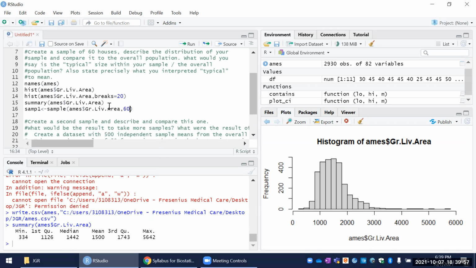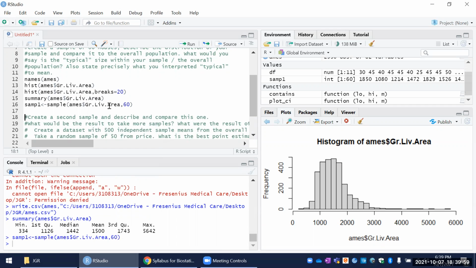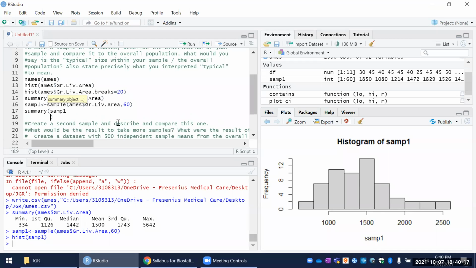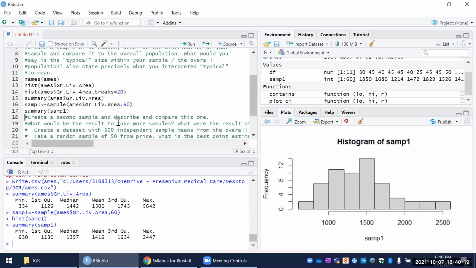And we want 60 of those. So sample 1 has now a certain shape and form, which we're going to look at now. And this is sample 1. So now we're describing sample 1. We're describing it again with the summary, sample 1. And we see, what do we note?